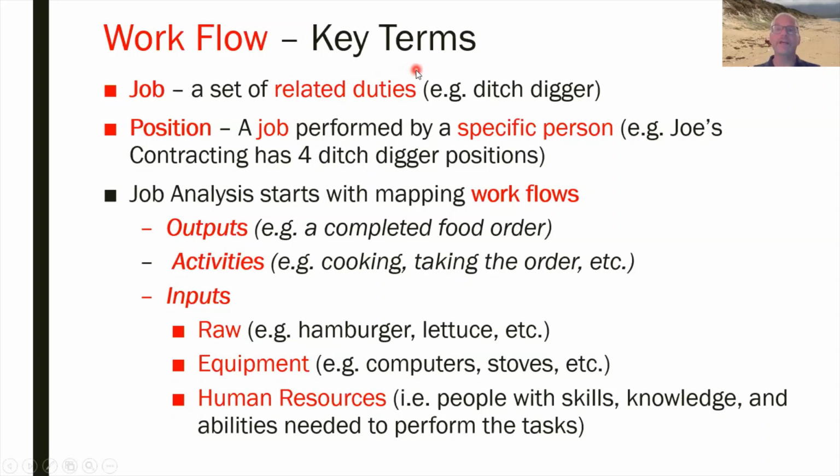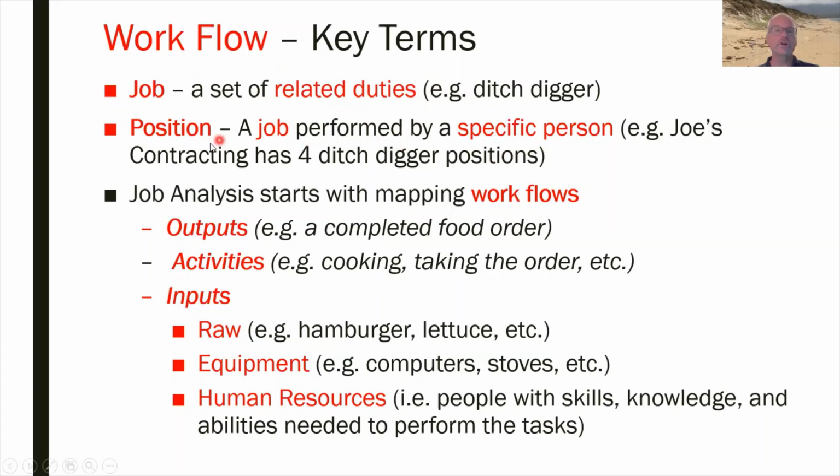And finally, you may have to make sure that your tools are in really good order. So being able to sharpen the shovel might be one of your related duties. Okay, so that's known as a job, a set of related duties, like a ditch digger or a college instructor. It's another example of a job. Position, a job performed by a specific person.